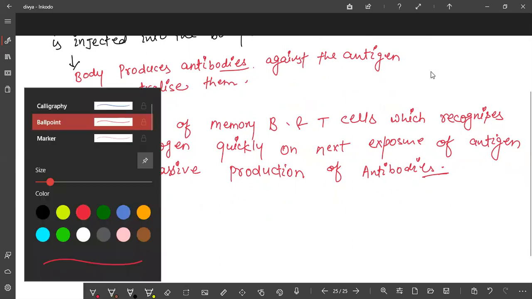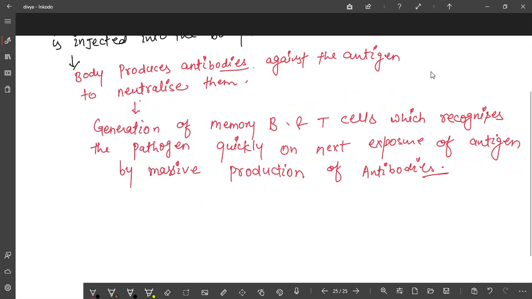One more topic is allergy, and the allergy definition also comes in the board examination. In allergy, one antibody is produced. What is the name of that antibody? IgE. In allergy, IgE is produced. So in the next class, we will discuss this allergy.